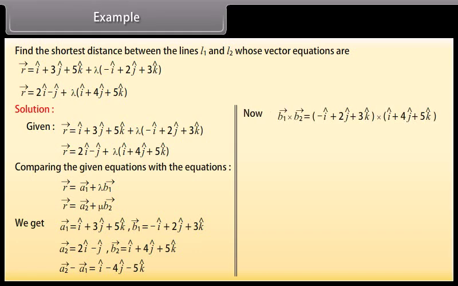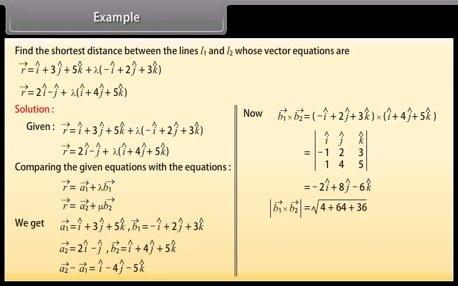Now, the cross product of vector b1 and vector b2 is (minus i cap plus 2 j cap plus 3 k cap) cross (i cap plus 4 j cap plus 5 k cap) equals determinant, row-wise, first row i cap, j cap, k cap, second row minus 1, 2, 3, third row 1, 4, 5, equals minus 2 i cap plus 8 j cap minus 6 k cap. Modulus of cross product of vector b1 and vector b2 equals the square root of 4 plus 64 plus 36, equals square root of 104.